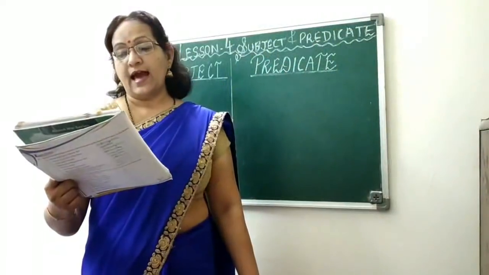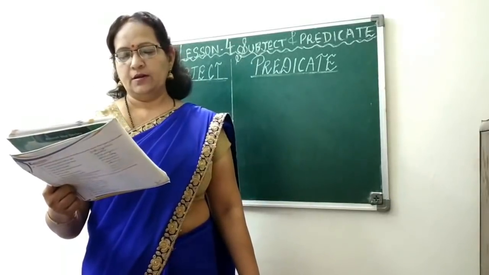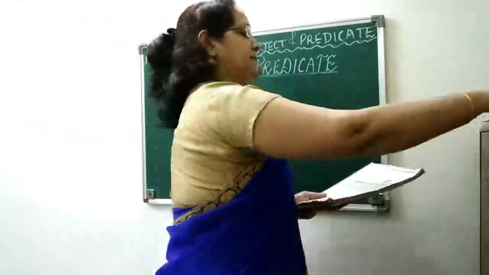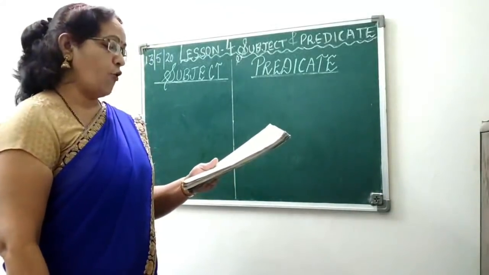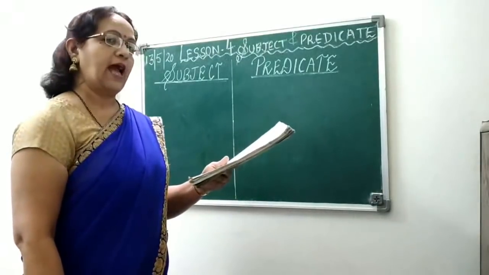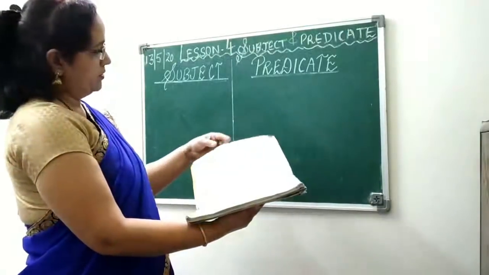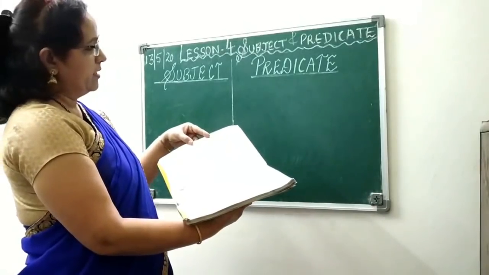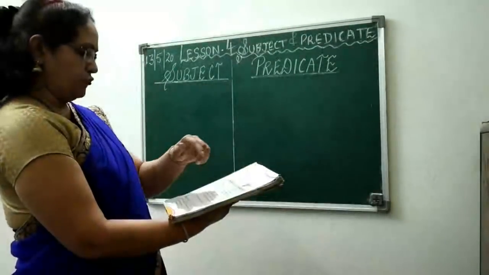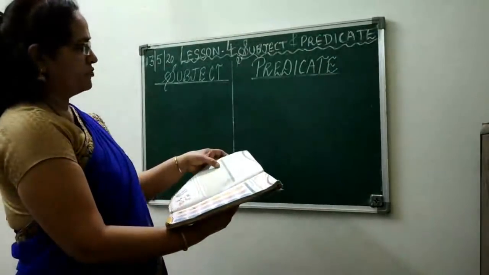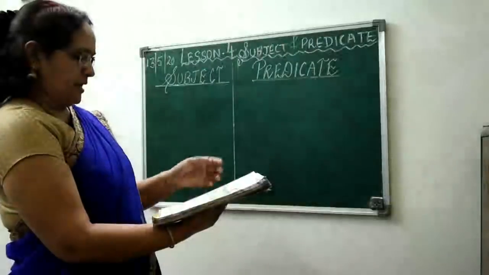Now children, let's write the exercises. Please open page number 17 and 18. Exercise A. Divide the following sentences into subject and predicate. See here, page number 18. Can you see page number 18? Two columns are given there, subject and predicate. You have to read the question and then write the subject in the subject column and the predicate in the predicate column. Okay, so let's begin.